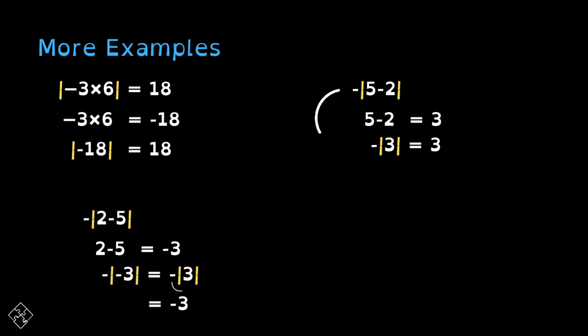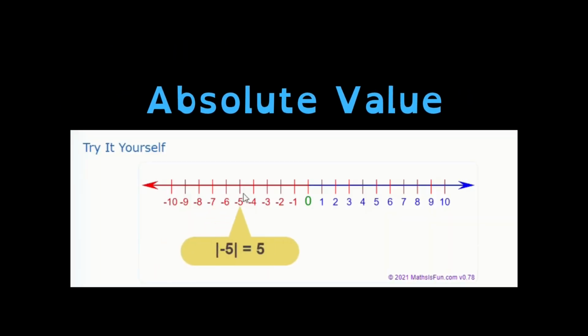For our last example, negative times the absolute value of negative 12. First, get the absolute value of negative 12, that is 12, and then the first minus gets us negative 12. And that is the absolute value.